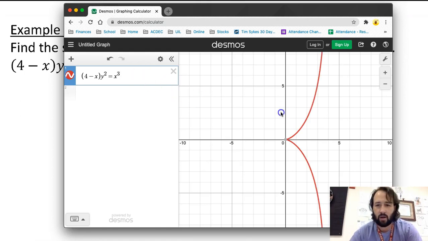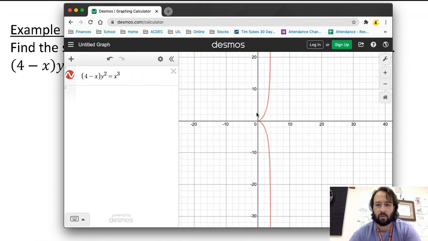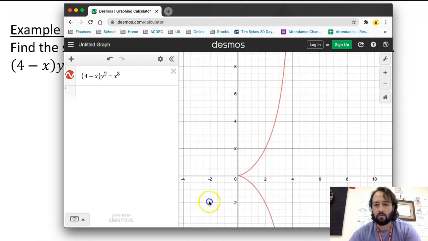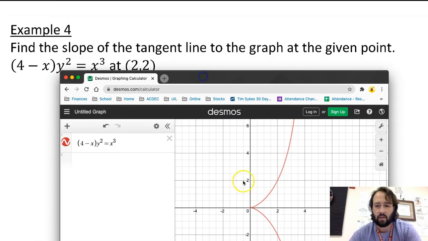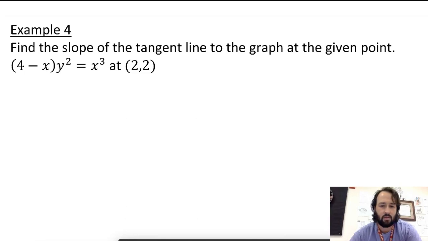Okay, so there's my graph. Kind of cray-cray looking, right? And it's weird, I don't know what to call that. But what I'm looking for is the tangent line at 2, 2. So I want to find what my tangent line is to that point. Maybe the slope is like 3 or 4 or something. I don't know. Let's find out. I'm going to leave it down there so I can pull it back whenever I want.